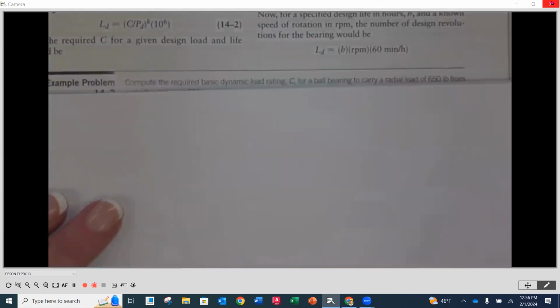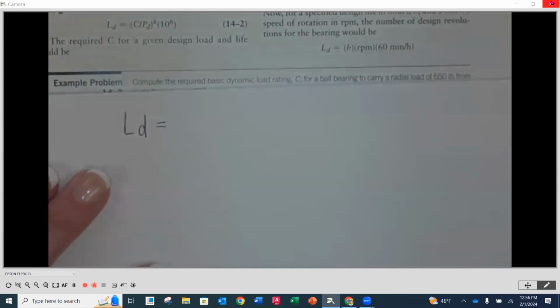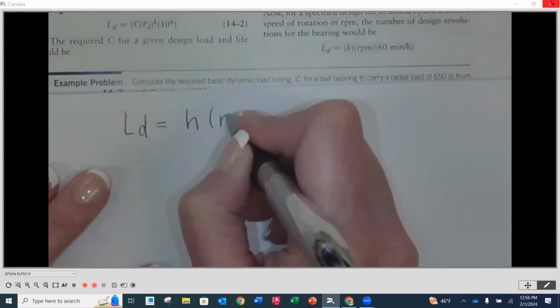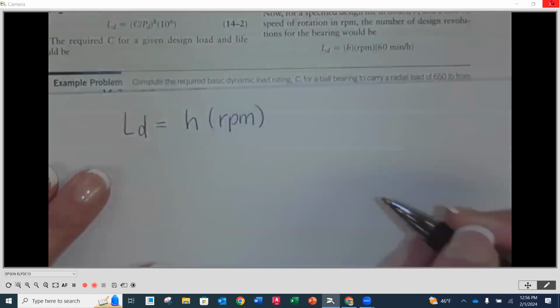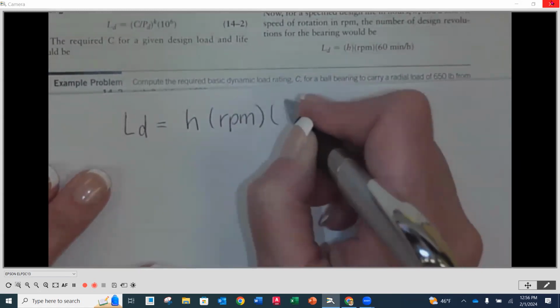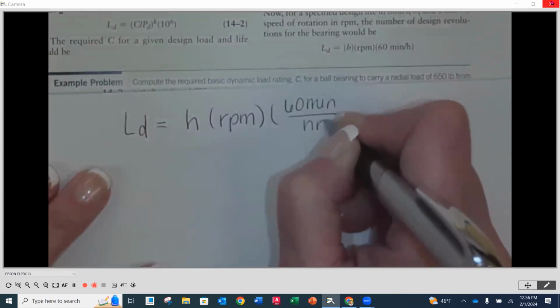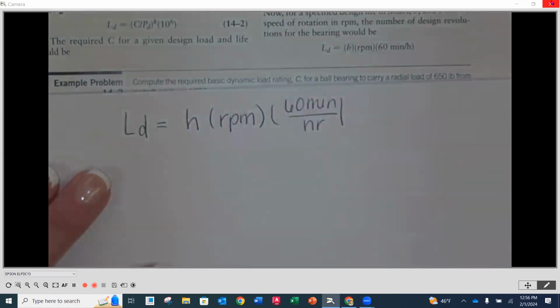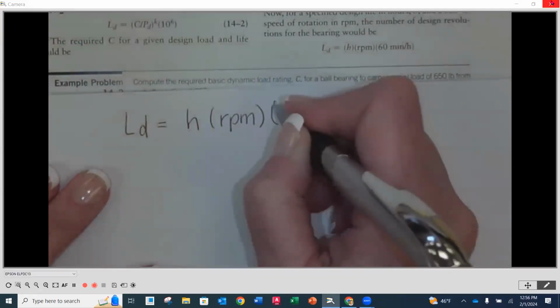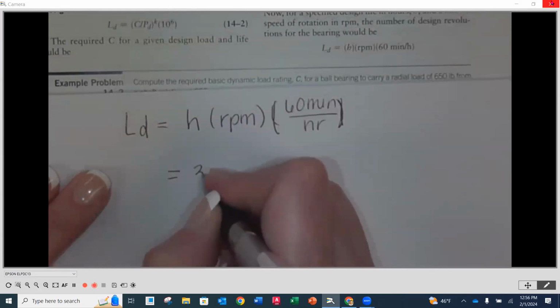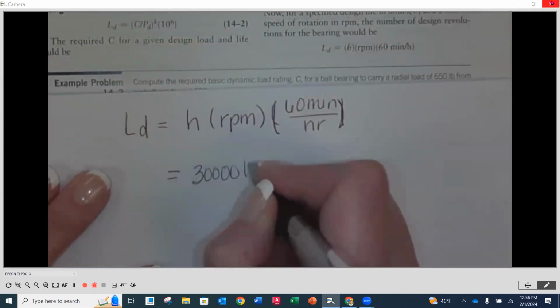So the first thing we're going to calculate here is our design life. Our design life is going to be the number of hours times how fast it's going in RPMs, and then we're going to multiply that times 60 minutes per hour to get rid of the minutes. We'll expand this out to make a little more sense. So H, our number of hours, is going to be 30,000 hours.